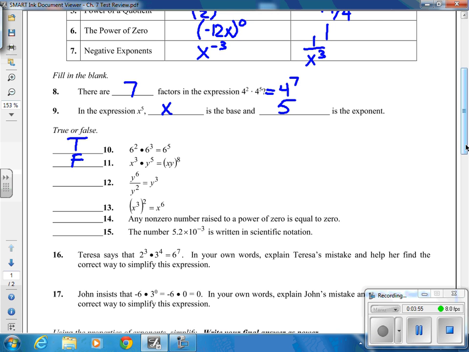For number 12, in division, if the bases are the same, we can subtract the exponents. Well, 6 minus 2 does not make 3, so this would be a false statement. For number 13, this would be your power of a power, where we multiply the exponents. 3 times 2 is 6, so this is a true statement. For number 14, any non-zero number raised to a power of 0 is equal to 0. That is false. If it is a non-zero number raised to the power of 0, it is equal to 1.